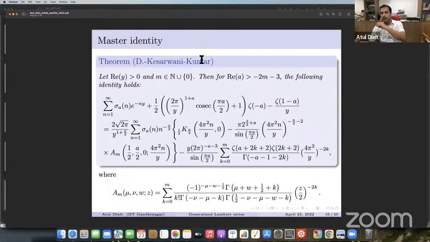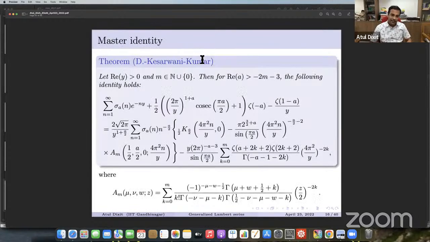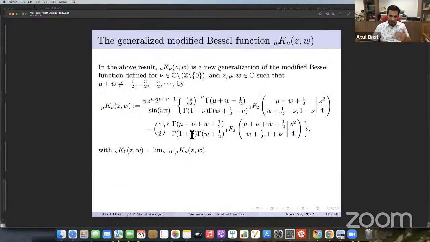In particular, if you put A to be any even integer, again positive or negative, then we are able to get a transformation, which is what I'll discuss here. But before I do that, there is this general function of which we don't have much idea. As I said, this is essentially that 1F2 minus something that I had on the previous slide. But in general, when I put mu instead of half or w instead of 0, this is a generalized modified Bessel function, which is defined in this way.